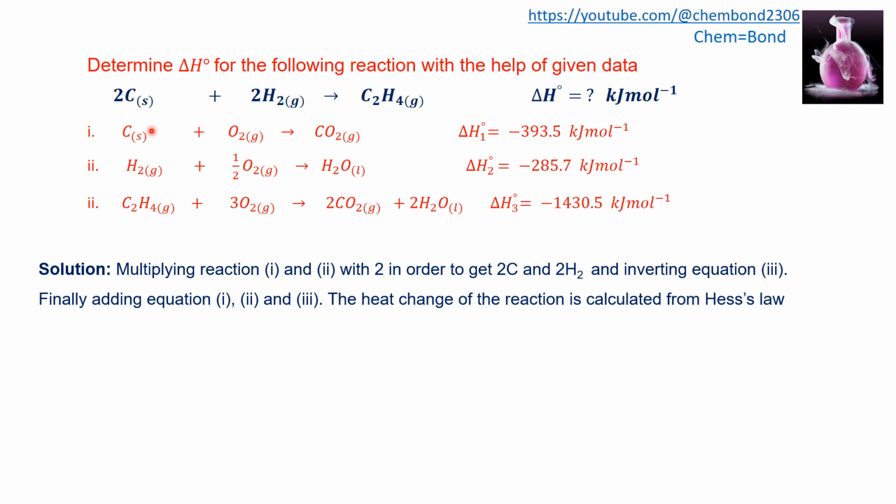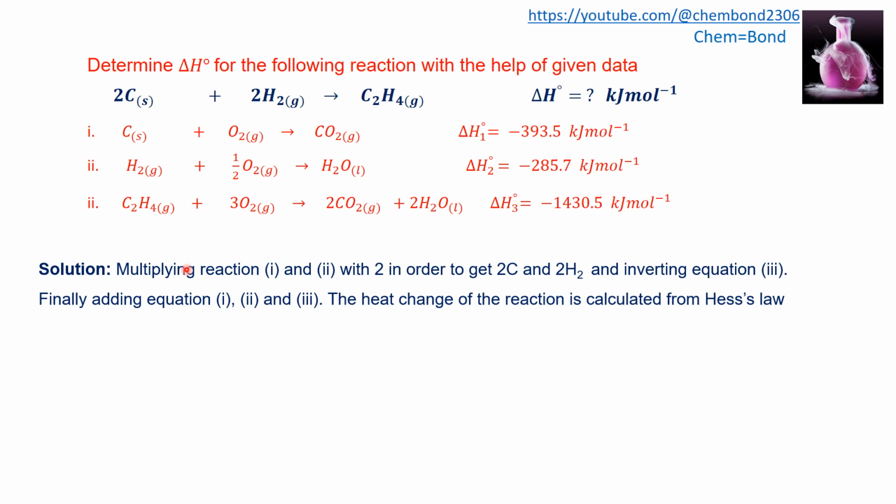If we look at the desired reaction, the ethene molecule is on the product side, and in this reaction the ethene molecule is on the reactant side, so we will invert its position. Ethene plus oxygen will shift towards the product side, and carbon dioxide and water will be shifted towards the reactant side. By doing this, we will change the sign from negative to positive.